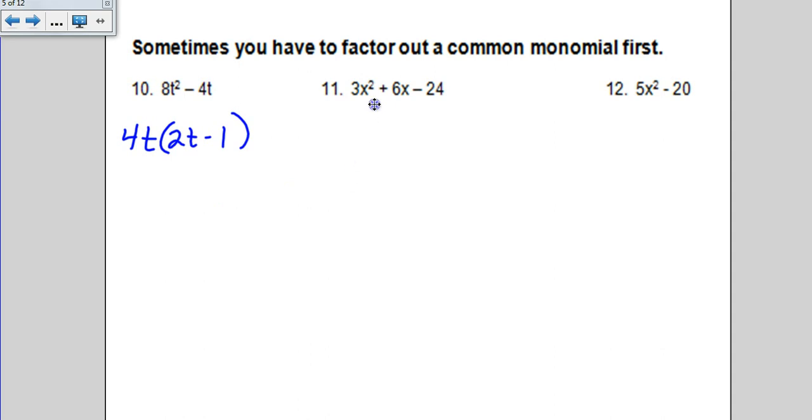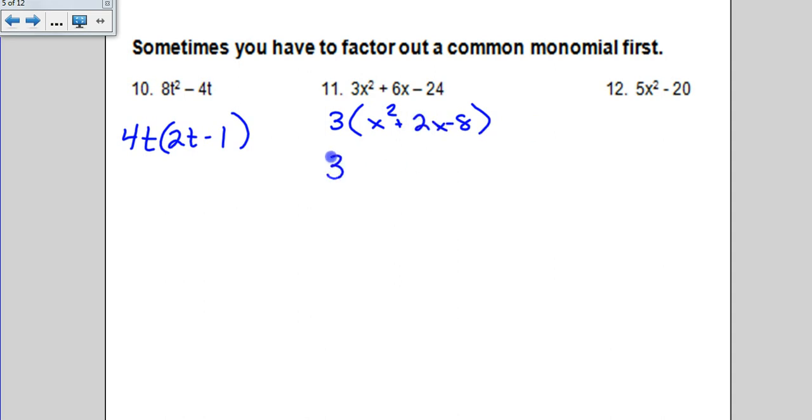Okay, number 11, there's a common factor of 3 that everybody can be divided by. And the reason we want to take out the common factor first is because it makes this a much easier factoring problem next. Oops, that's an 8. That was supposed to be a 2. Hello. Mrs. Abruzzo can't divide today.